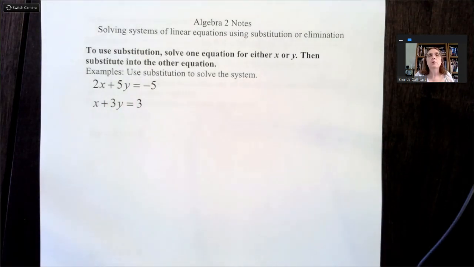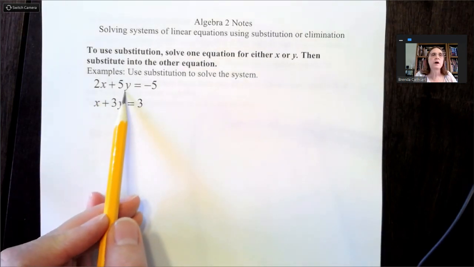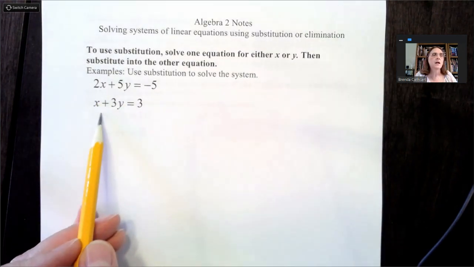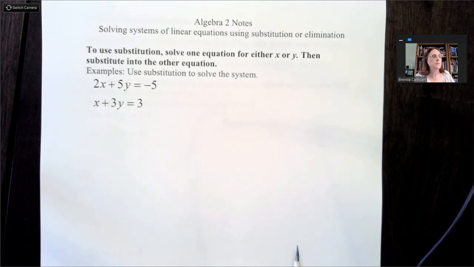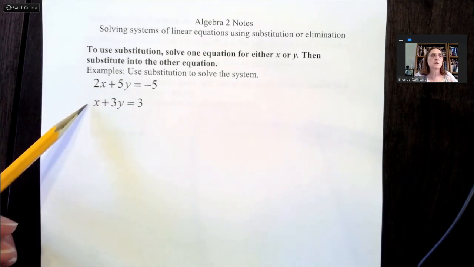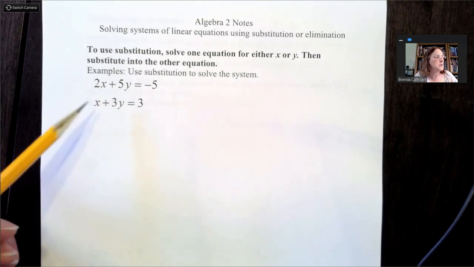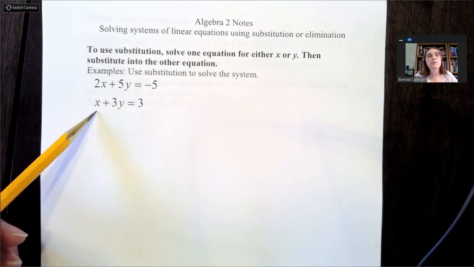Here's our first example. We're going to use substitution to solve the system 2x plus 5y equals negative 5 and x plus 3y equals 3. We want to choose one of these equations to solve for either x or y. We really would like to do it the easiest way, and so as I look at these two equations, the second equation is the easiest one to solve for the variable x. It involves only one step.